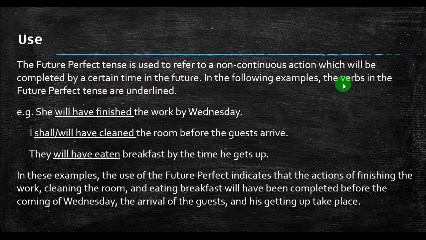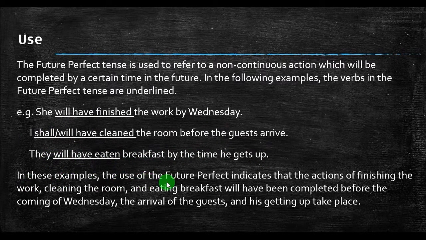सो इन द फॉलोइंग एग्जांपल्स द वर्ब्स इन द फ्यूचर परफेक्ट टेंस आर अंडरलाइन. नीचे दिए हुए एग्जांपल्स में ये बताया गया है कि वो कैसे यूज किए जाते हैं. शी विल हैव फिनिश द वर्क बाय वेंसडे. फ्यूचर में बुधवार से पहले उसने अपना काम खत्म कर लिया होगा, राइट. आई शैल हैव क्लीन द रूम बिफोर द गेस्ट अराइव. मैंने मेहमानों के आने से पहले कमरा साफ कर लिया होगा. दे विल हैव ईटन ब्रेकफास्ट बाय द टाइम ही गेट्स अप. जब तक वो उठेगा उन्होंने नाश्ता कर लिया होगा.